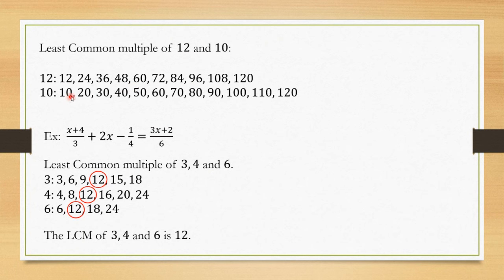So then if we were to list 10, we have 10 times 1, 10 times 2, 10 times 3, and so on. And we would see that 60 is the first positive common entry. So that's why 60 would be the least common multiple. I thought this stuff here would be hidden, but it's not. But I guess that's okay.